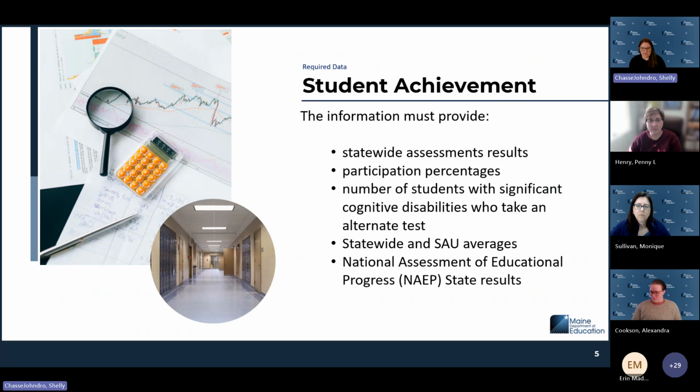Another required data element is student achievement. The information must provide statewide assessment results, participation percentages, the number of students with significant cognitive disabilities who take an alternative test, statewide and SAU averages, along with our NAEP state results.